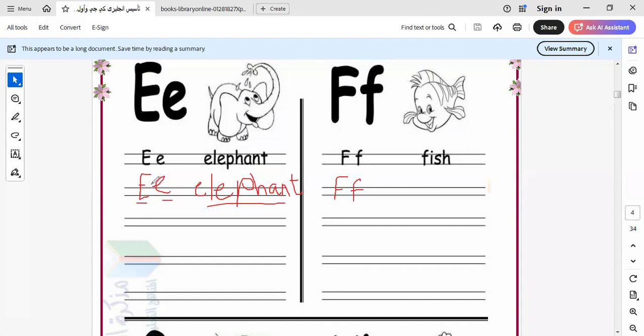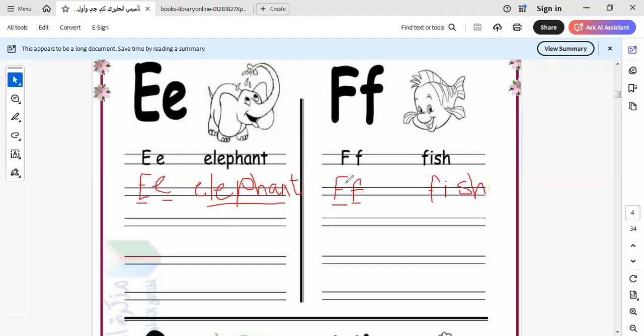Here is capital E and small e for elephant. Capital F and small f. Here is capital F and small f for what? For fish. So now we learn how many words? Let's count it together. Apple, ball, car, dog, elephant, and fish. So we have how many words? I will count it to you.